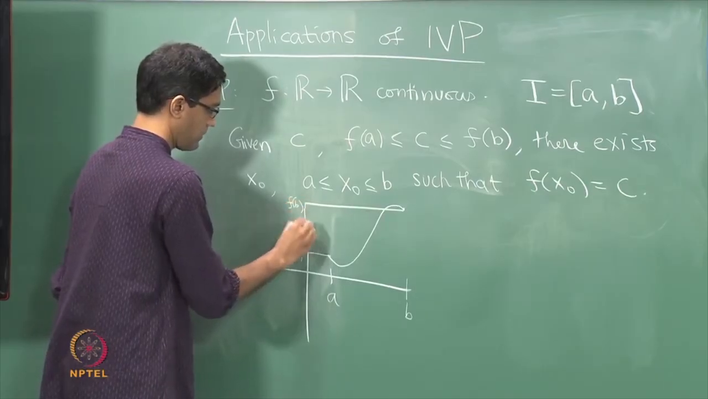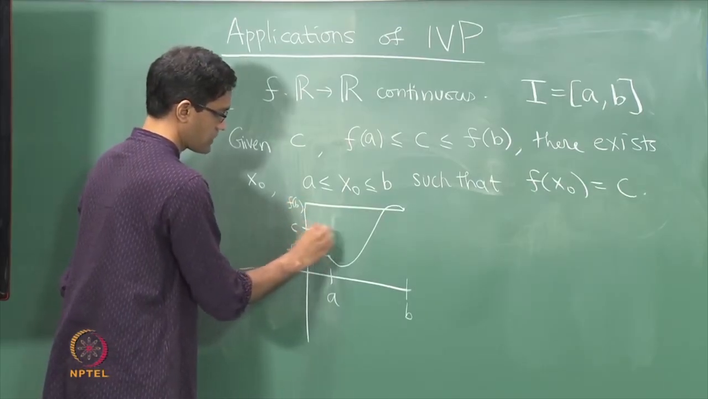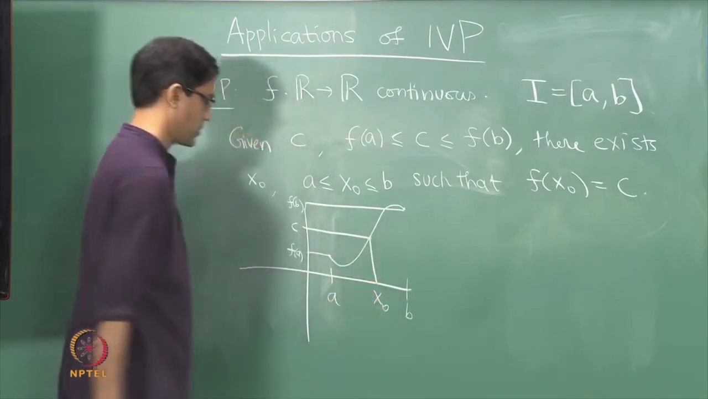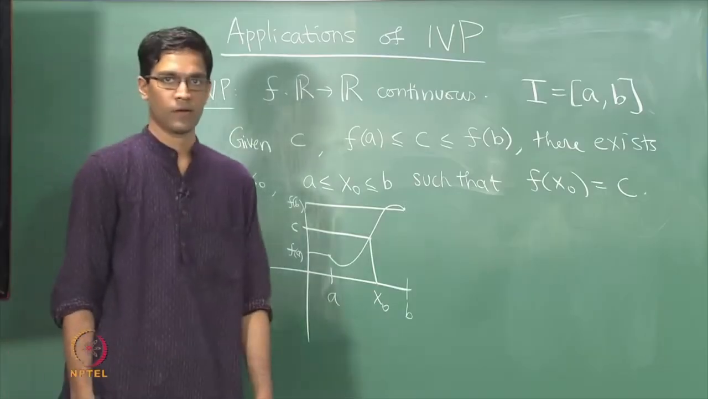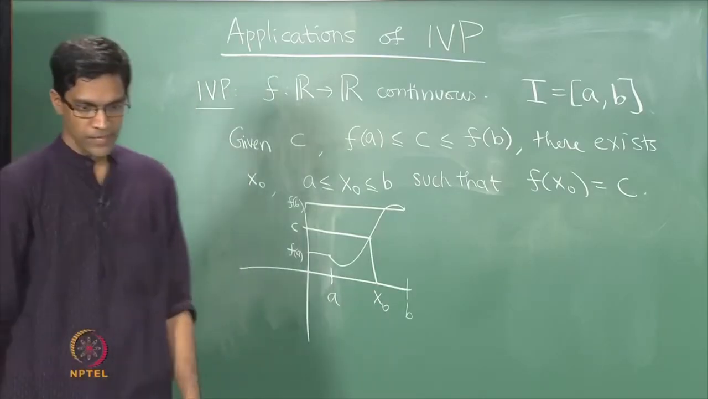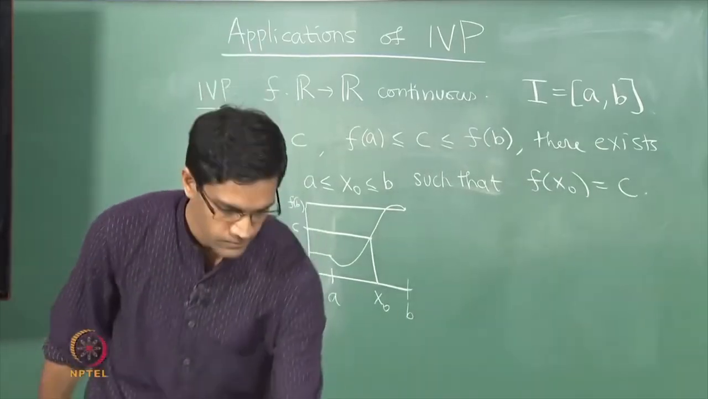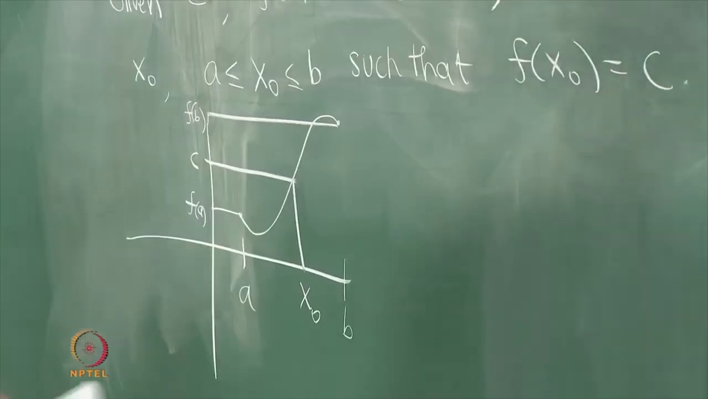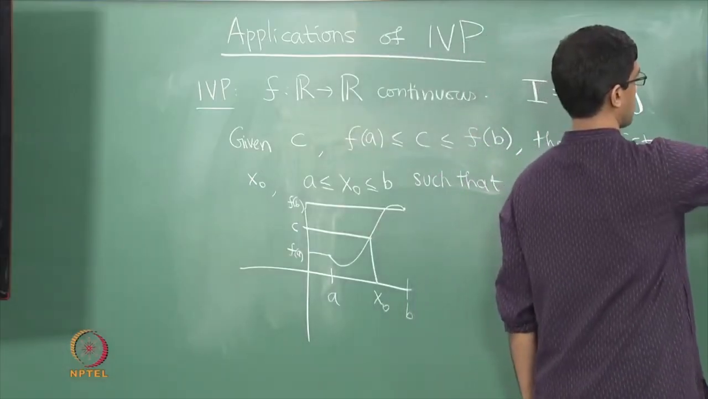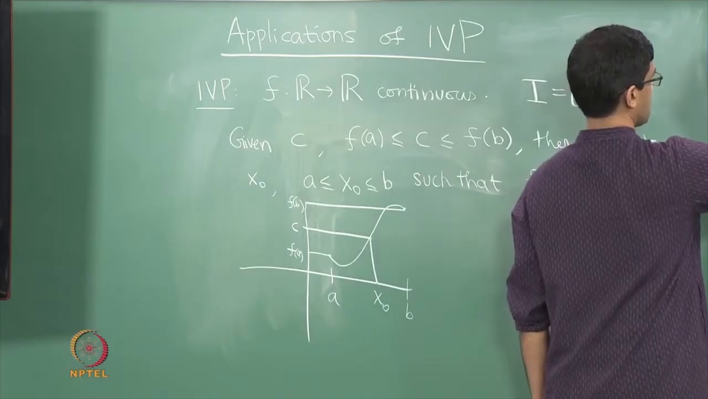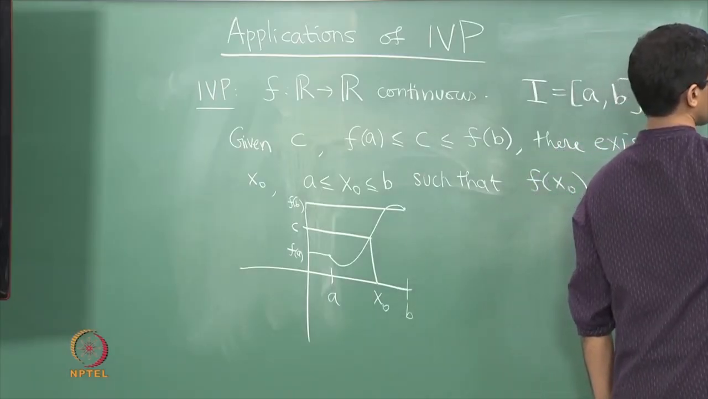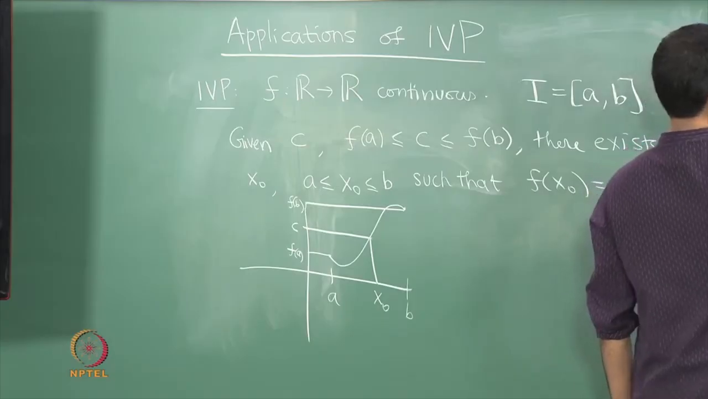So let's look at some very interesting applications of the intermediate value property. So the first application sometimes goes by the name of fixed point theorems, or trying to find fixed points in various situations. So here's the general setup for a fixed point theorem. So here's an example of a fixed point theorem.